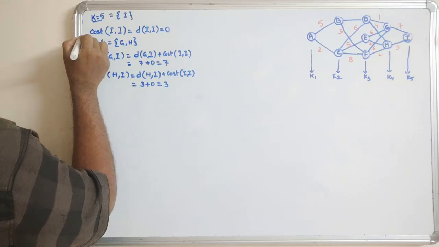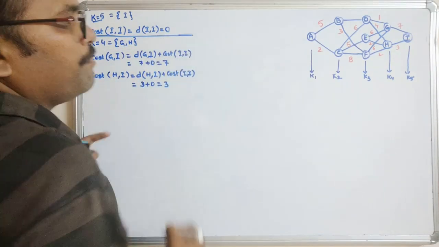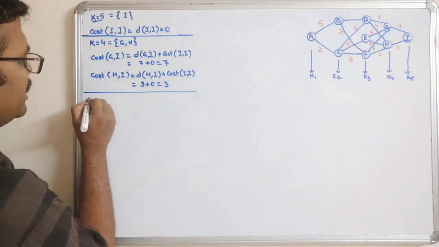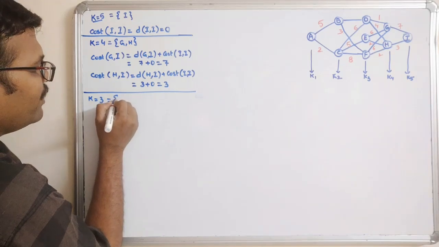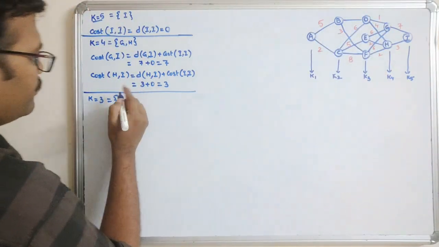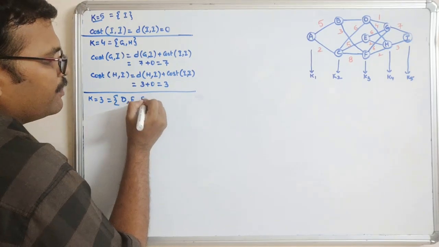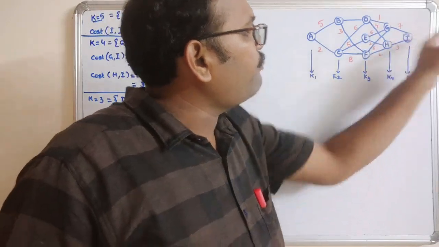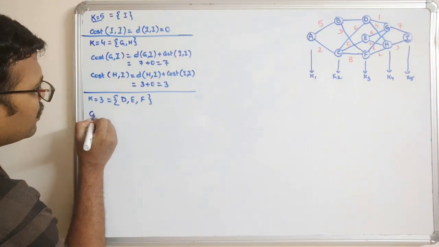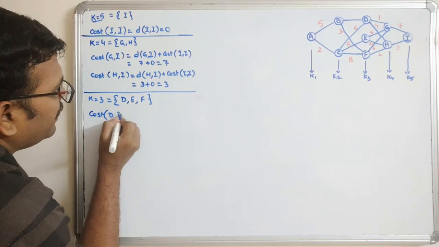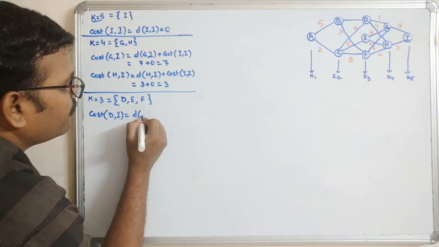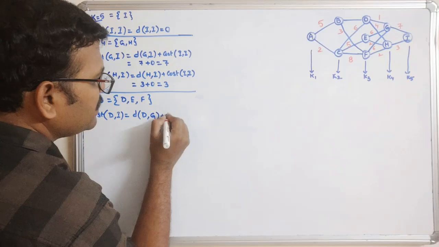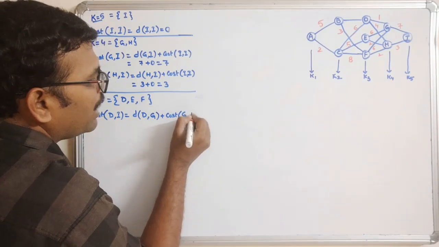So any other vertex in stage 4? No, we have covered both G and H. Now go with the next stage. K is equal to 3, which has 3 vertices, D, E, F. So we need to find the cost from D to I, E to I, F to I. First, the cost of D to I, which will be the distance of D comma the next vertex, that is G, plus cost of G to I.